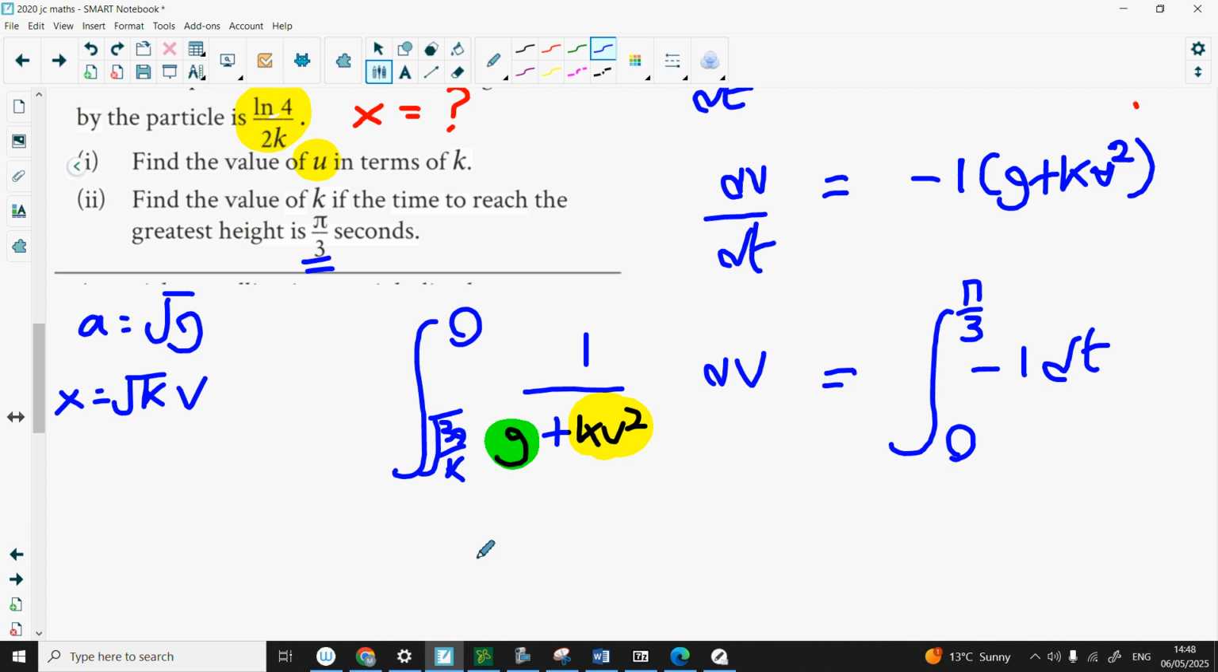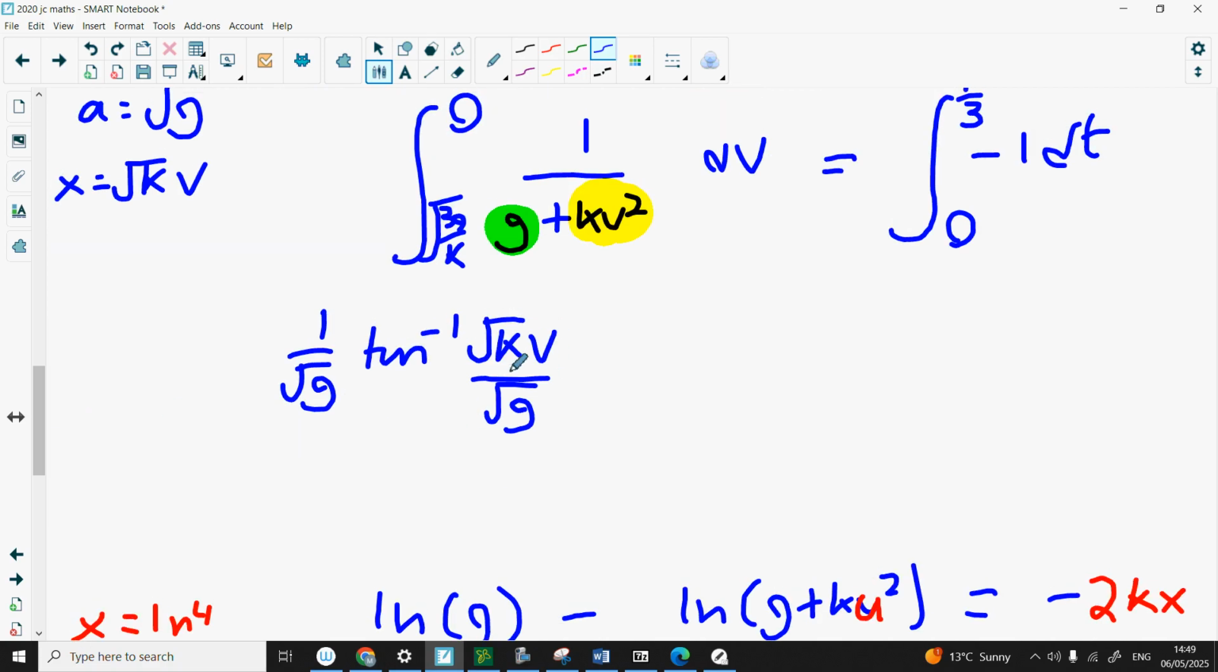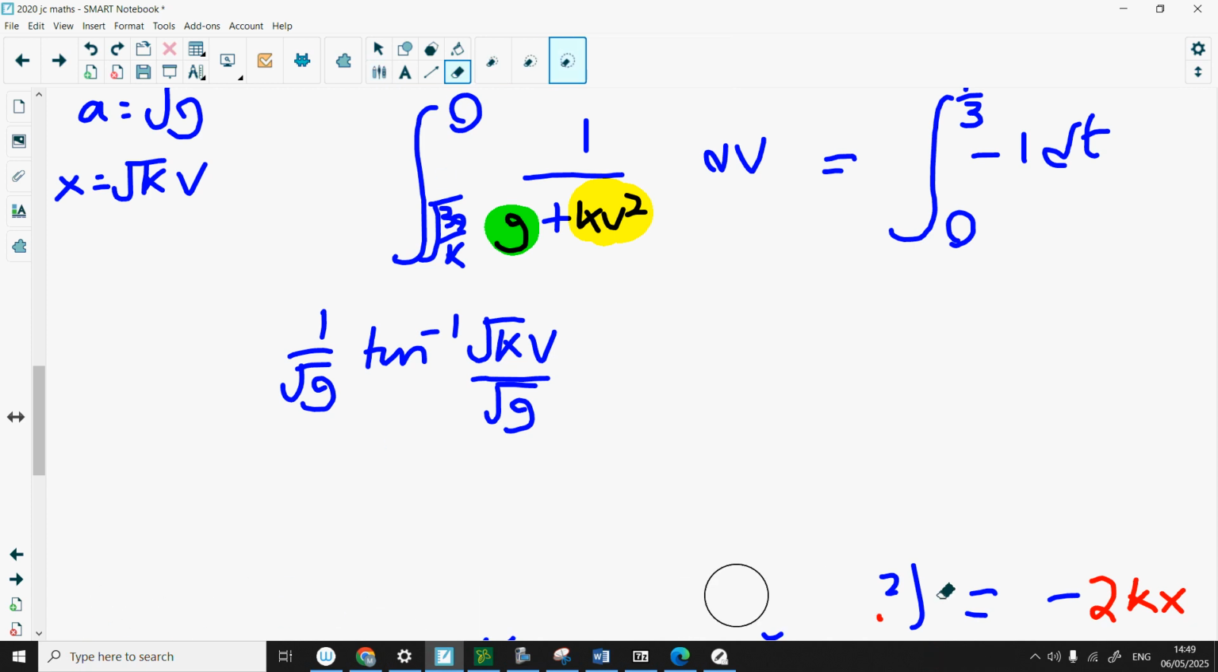Are you ready? I'm running out of time. Okay, lock in. 1 over a, 1 over root g, tan inverse x over a, which is root k times v over a again, isn't it? Now, pretty sure I'm forgetting something here. I think I have to differentiate that. I'll just keep a question mark there in mind.